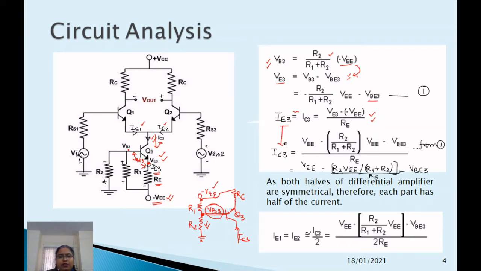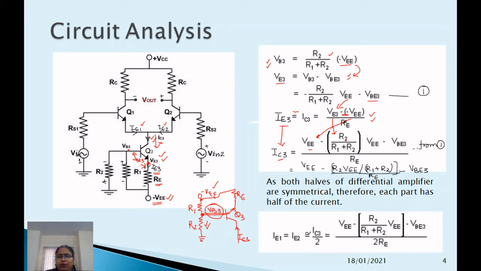So IE, as we have seen, is equal to IC3, which is equal to VE3 plus VEE divided by RE. Putting the value of VE3 here, VE3 is equal to VEE minus, because it is plus here, R2 upon R1 plus R2 into VEE, with the minus sign, minus VBE3. Clear?